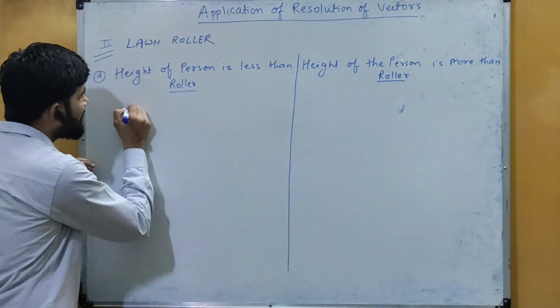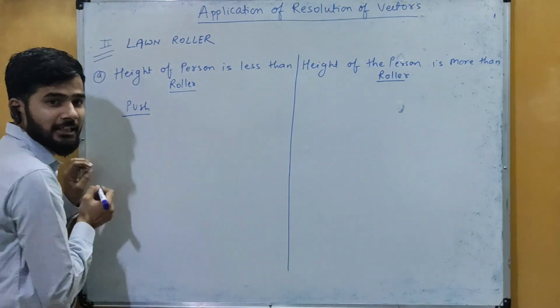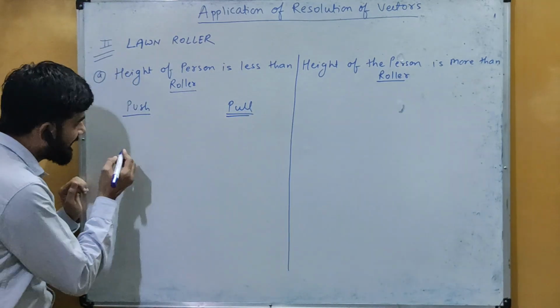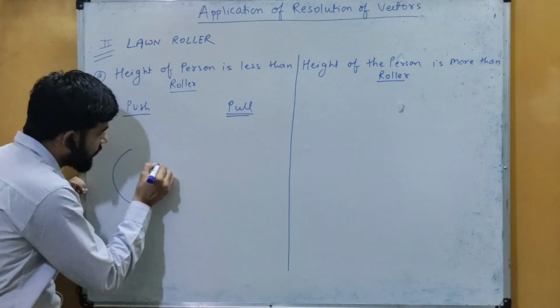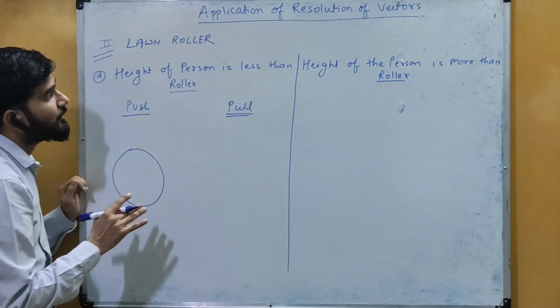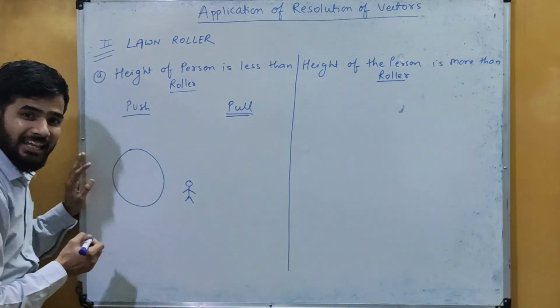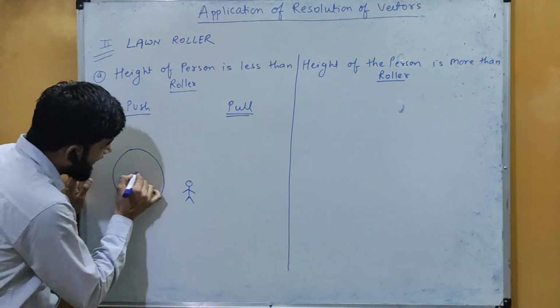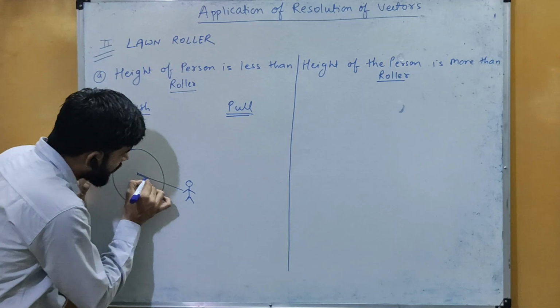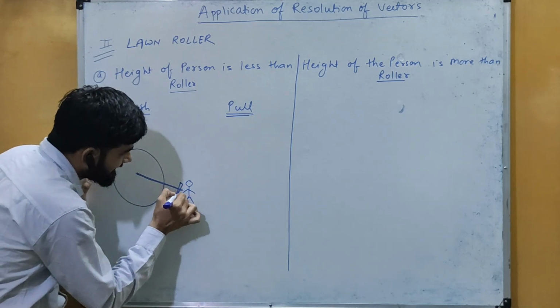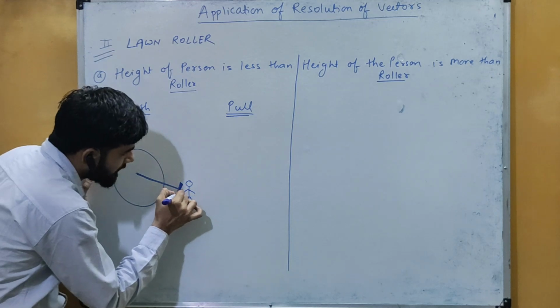Okay, now here we will study the case of push, and here I will draw the diagram for the pull. Let us assume that this is the lawn roller and here the height of the person is less than the roller. So here the height of the person is less. This is the center, and assume that this person holds this roller in this direction. This is the handle of this roller.